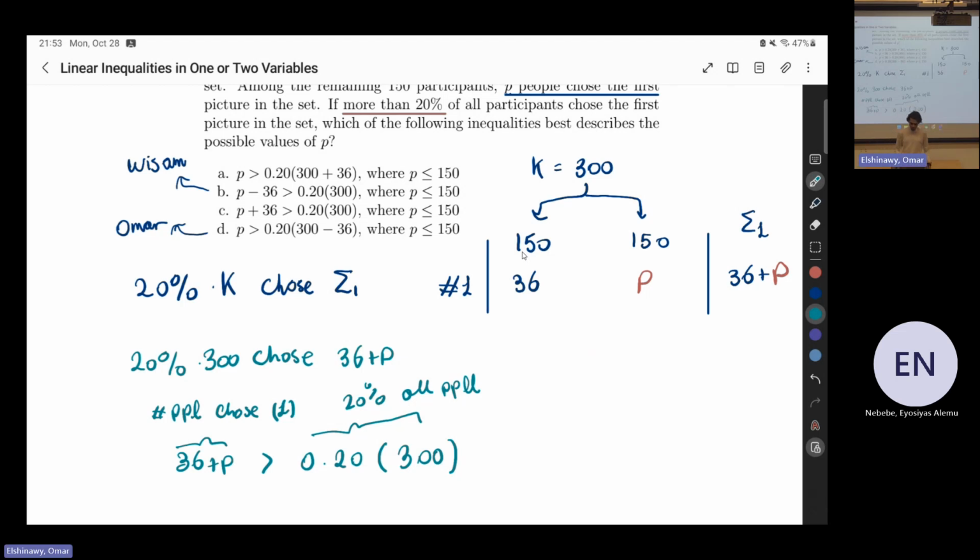Yeah. So sorry, Sam. Sorry, Omar. Yeah, I read it that 20% of the 150, not of all. So you count 36 and you count p, then this amount should be greater than 20% of the population. That's what we're really trying to say.